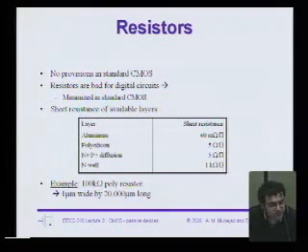You could also use diffusion layers, right? You can make a diffusion resistor, about the same order of resistance, about 5 ohms per square. What's the disadvantage of using a diffusion resistor as opposed to a poly resistor?